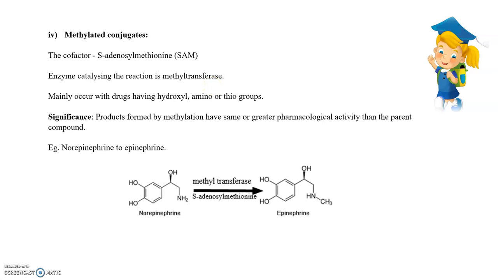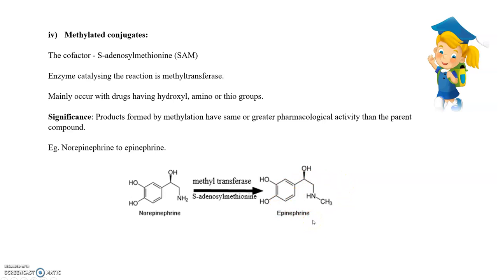Okay, a methyl group is transferred. That's all, methyl transferase. So who is undergoing this reaction? Either hydroxyl or amino or thio groups can undergo this particular reaction. But the thing to be noted here is that this particular drug moiety that has to be eliminated is made more active through this methylated conjugate form.